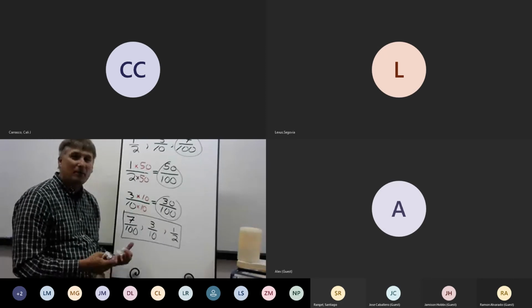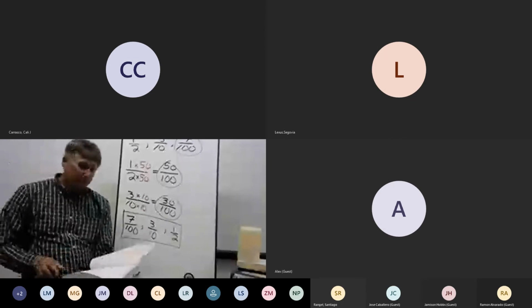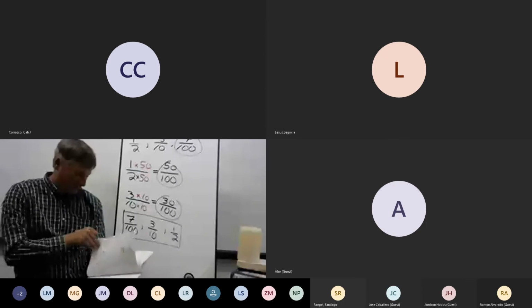So how come this works? Well, to do this, we got to talk about multiplying fractions. And we're going to get to that right now.